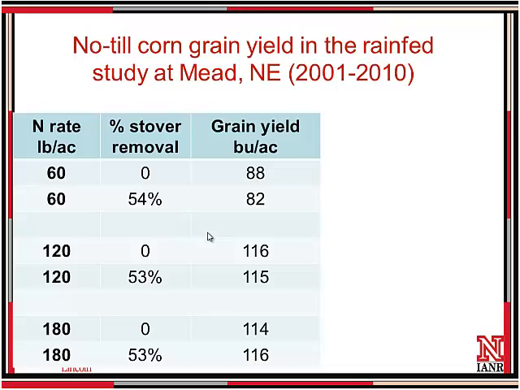productive soil at Mead, Nebraska, where ARS is working. These are the mean yields for 10 years, I guess, 2001 to 2010. And they had their different N rates, and they had 2 levels of stover removal, 0 removed, 54%. So we definitely see the N rate, a good response to the 120 as compared to the 60 pound rate, and not much or no response beyond that by going to 180 pounds.